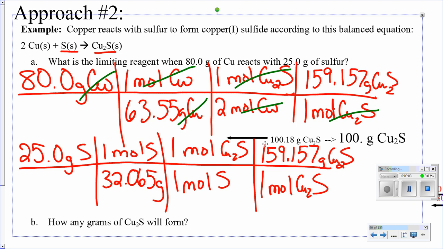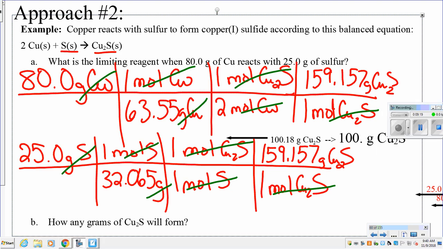So what I did here that's a little bit different is I didn't compare, oh, I'm starting with this much copper, how much sulfur would I need? I skipped that step and went right to determining the product that I would make, but you have to calculate how much product you would make using both reactants. You have to be able to make that comparison.